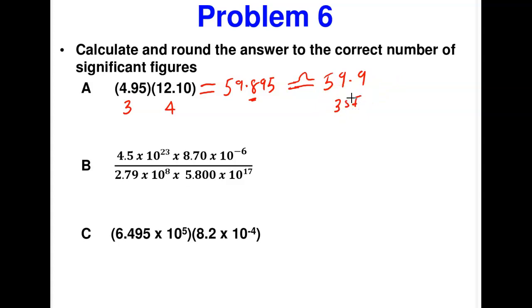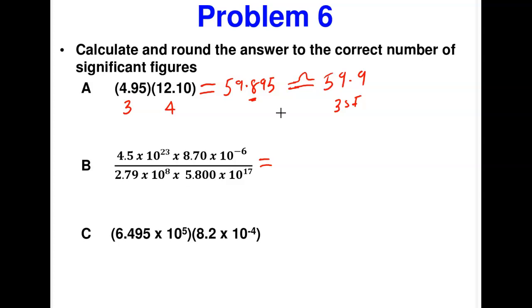Now, to do this problem, problems that have multiple operations can be a little bit challenging for students at times. And I advise students to do it easily and simply. Now, if you look at this problem, the first thing you want to do on your calculator is to punch 4.5 times 10 to the power 23 times 8.70 times 10 exponential negative 6. If you punch that into your calculator initially, you see there are multiple operations involved.